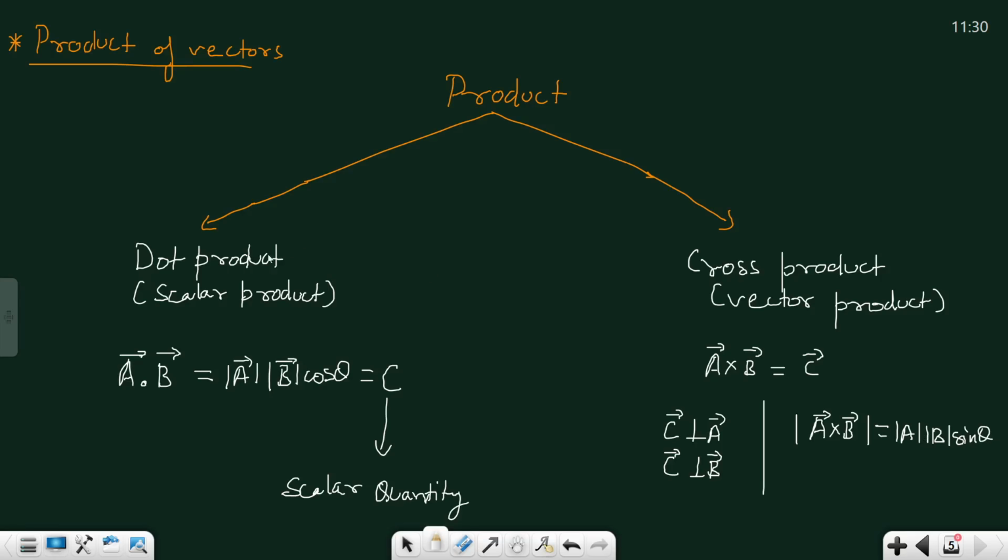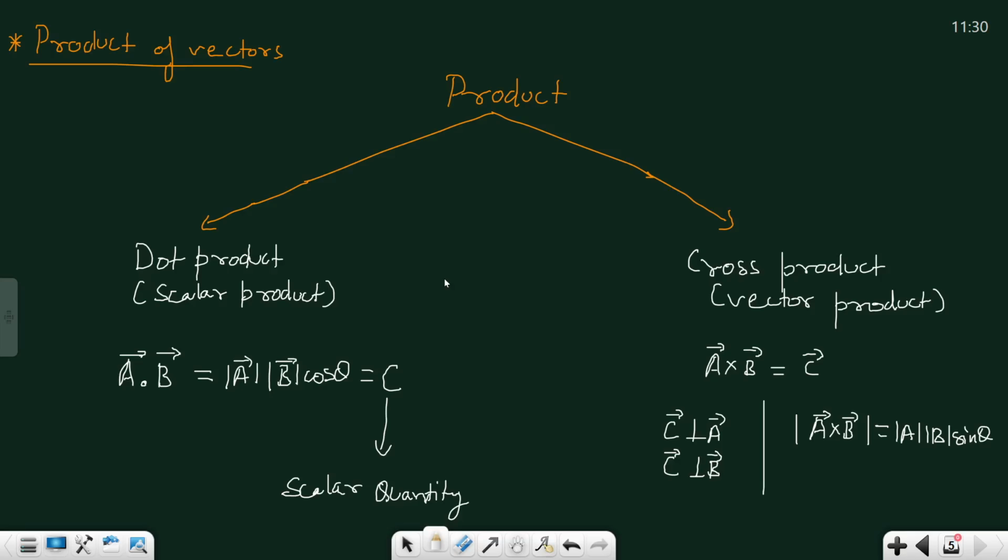We will take these products one by one. First we will start with the dot product. Note this: in the cross product, the c vector which is formed is a vector quantity. A new vector will form.